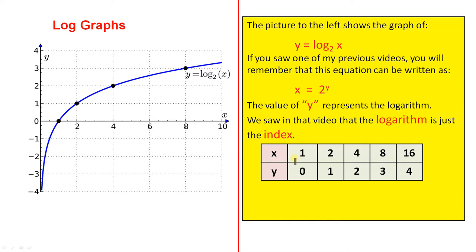So for this particular graph, if you have y equals 0, 2 to the power of 0 is 1. When y is 1, 2 to the power of 1 is 2. When y is 2, 2 squared is 4. When y is 3, 2 cubed is 8, and so on. And when you plot those points, you end up with this log graph here.